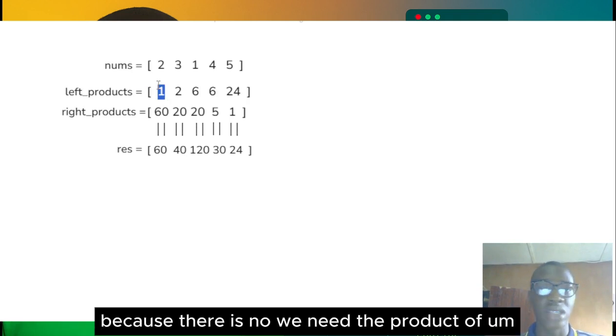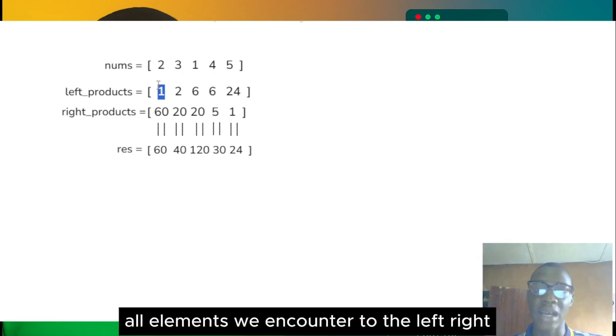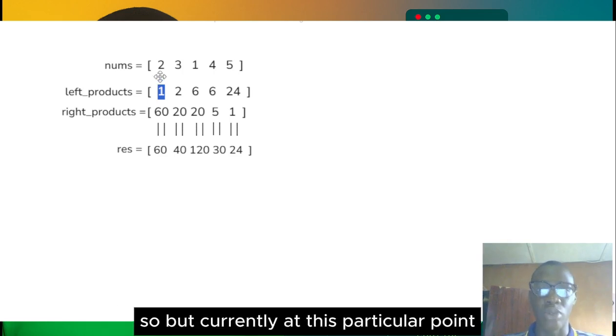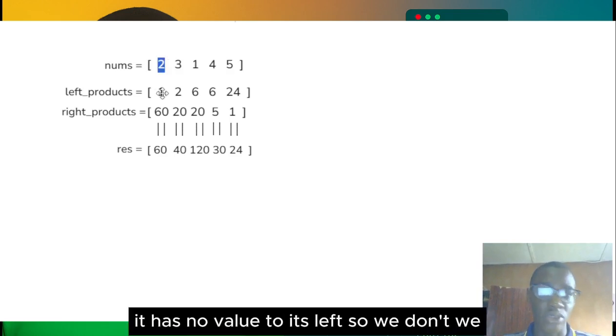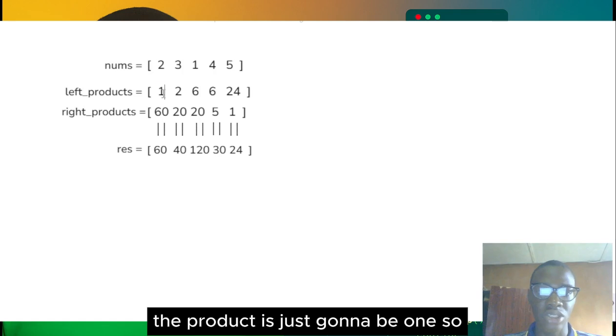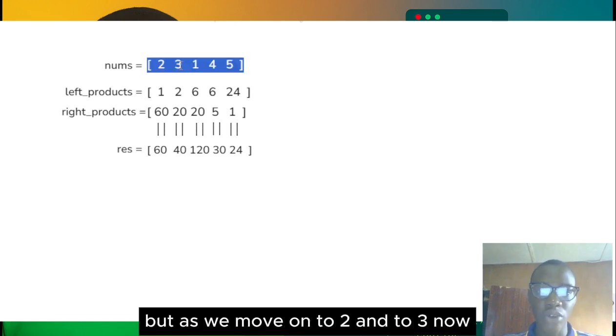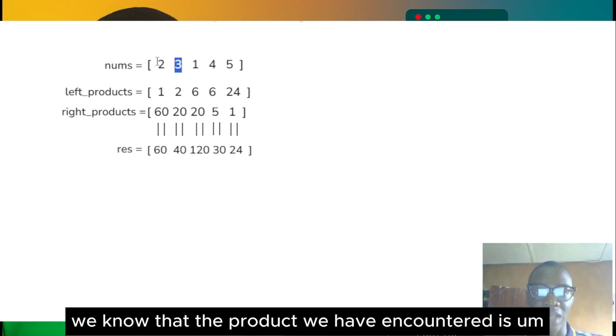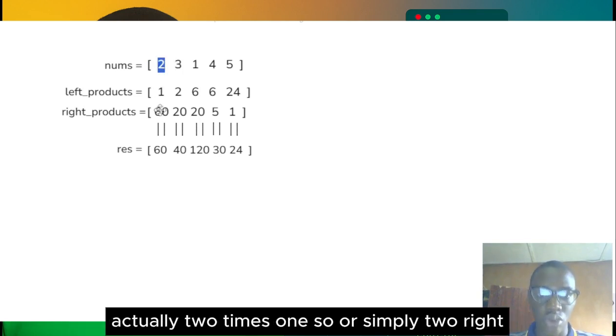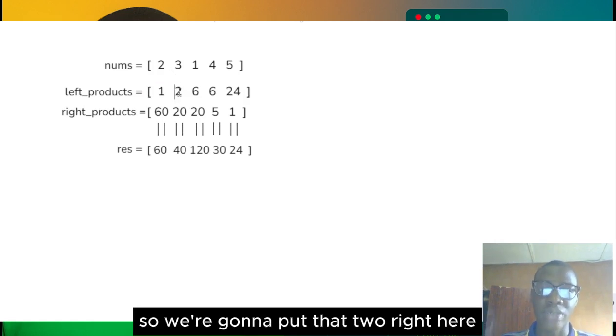Why? Because we need the product of all elements we encounter to the left, right? But currently at this first index, it has no value to its left, so the product is just going to be 1. But as we move on to 3 now, which is the second index, we know that the product we have encountered is actually 2 times 1, or simply 2, right? So we're going to put that 2 right here.